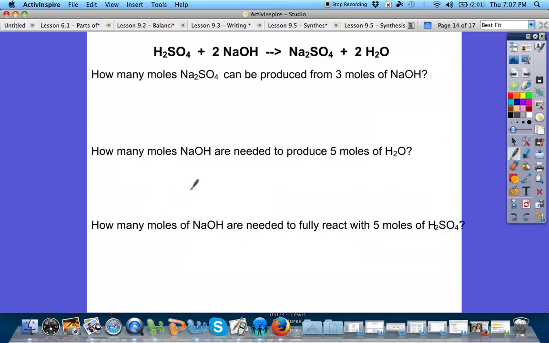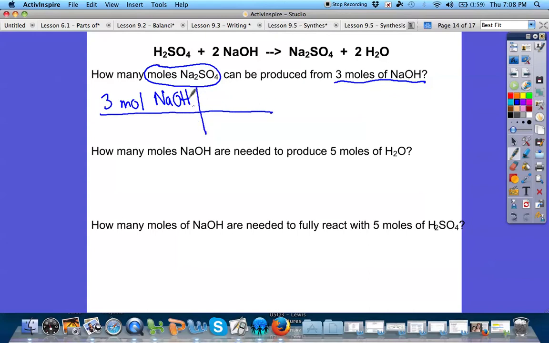So we have these 3 questions. The first one says, how many moles of sodium sulfate can be produced from 3 moles of sodium hydroxide? I always like to underline the number and unit that I'm given and circle the unit that I want to find. That just helps me keep my thinking straight. And so we're always going to start with that number and unit that we are given in our problem. So 3 moles of sodium hydroxide.